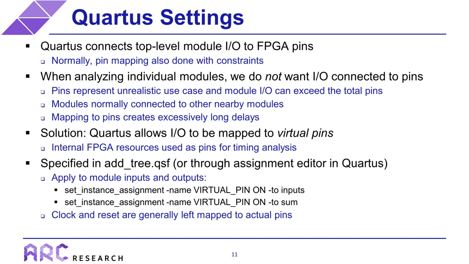Generally, we want to apply virtual pins to all module I/O except the clock and reset. So, in this case, we have two instances of this set instance assignment command, which turns on virtual pins for the signal specified after the to flag. So in this case, the first command enables virtual pins for the inputs array, and the second command enables virtual pins for the sum output.